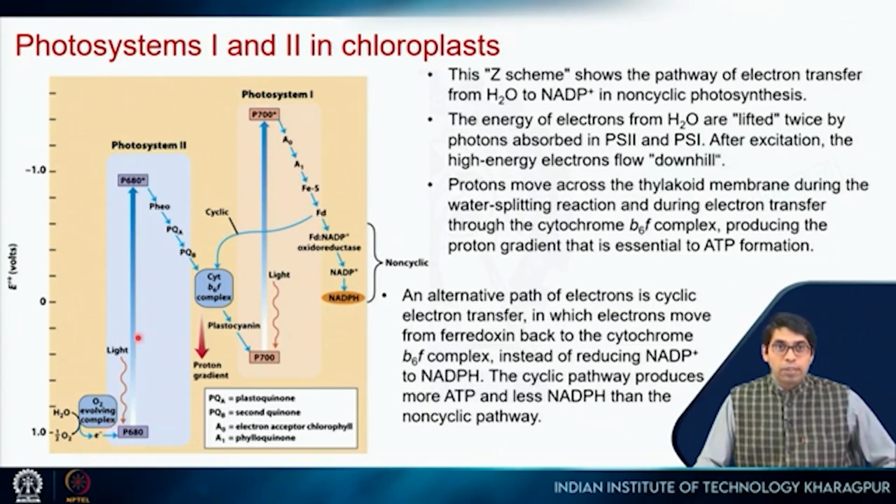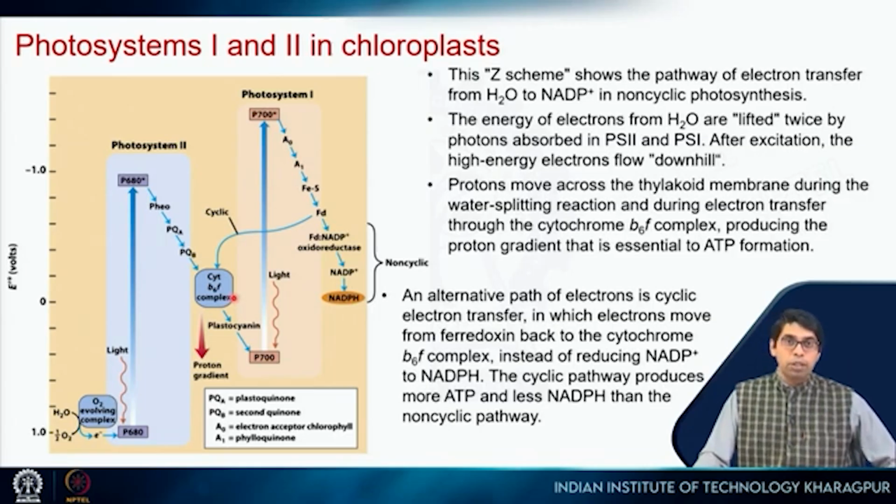So, electron originates here, goes through this, comes back up, goes to the ferredoxin, comes back to this, again goes to the photosystem 1, comes back up, and again it comes back to this, right. So, in this case it just moves in a cyclic fashion. Okay. So, this is a cyclic pathway, and in this cyclic pathway you keep on pumping more and more protons.